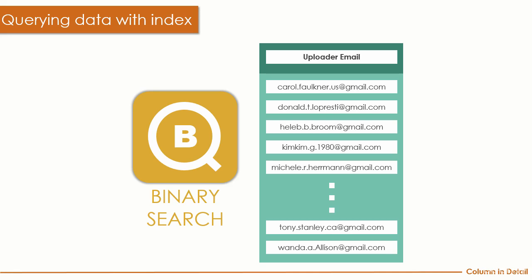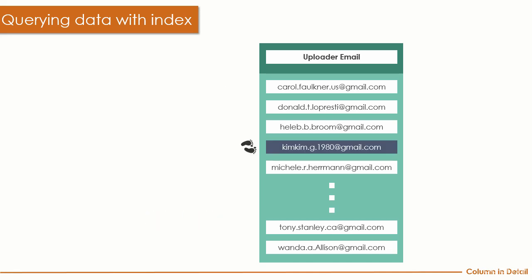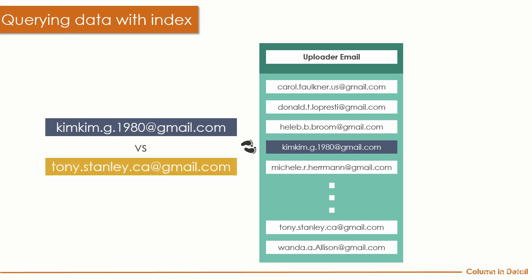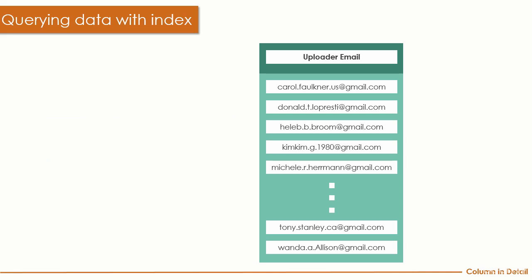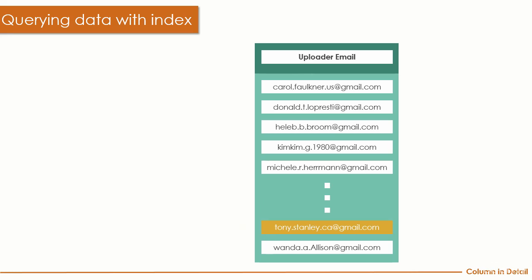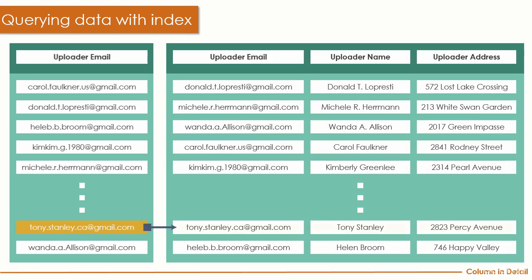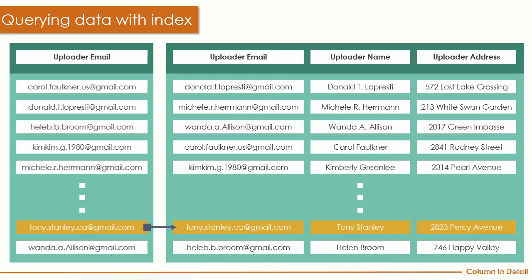And then when you want to search for a specific email address, we don't need to search from the beginning to the end. You just need to first find the middle one. Then you compare: is Kim bigger or smaller than Tony? After that, you go in the other direction to narrow the scope. Finally, you just go through 2 or 3 paths. Then you will find Tony.Stanley. Then you can link to the corresponding row of the actual data. So you see it's much faster.